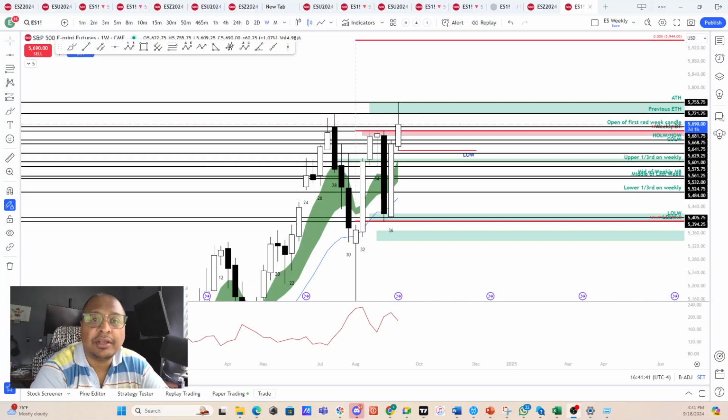Hello traders, good evening. Today is 9/18/2024 and we are going to take a look at what the expectations are for tomorrow, the 19th of September, and what the support and resistance areas are that we have.